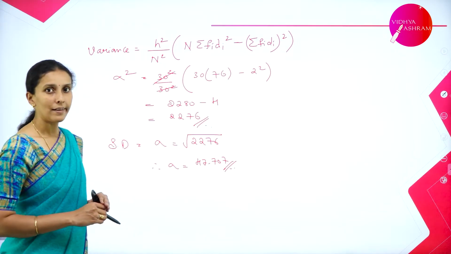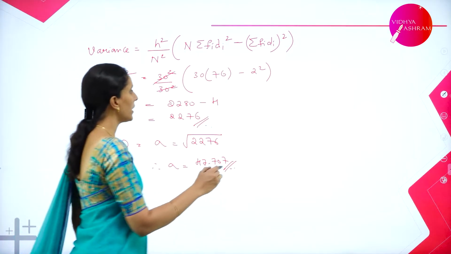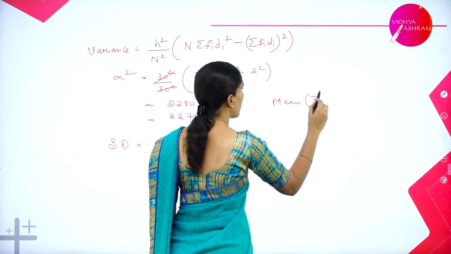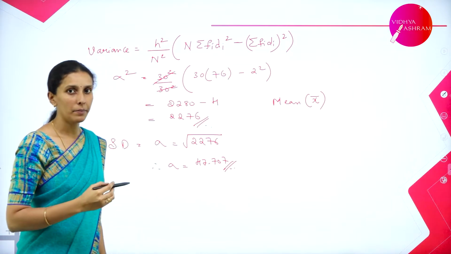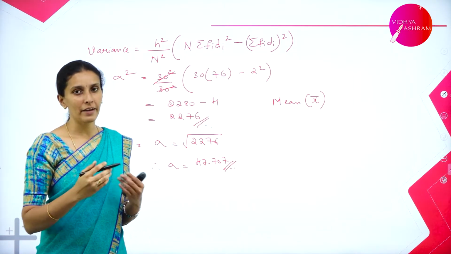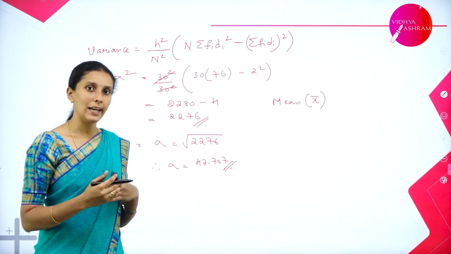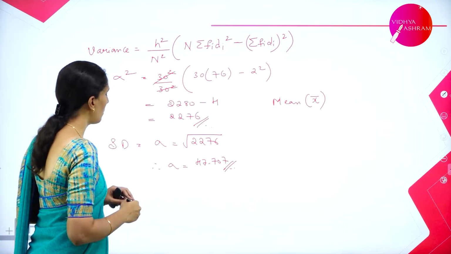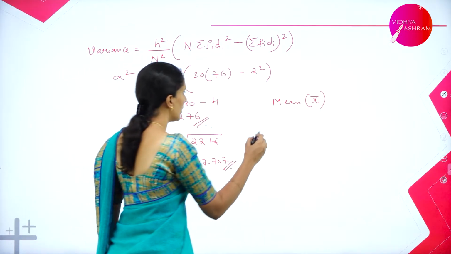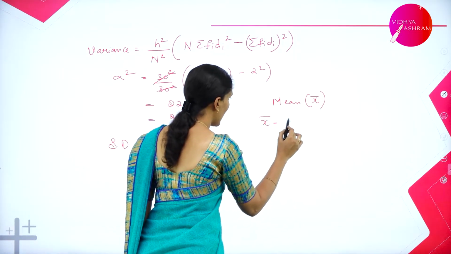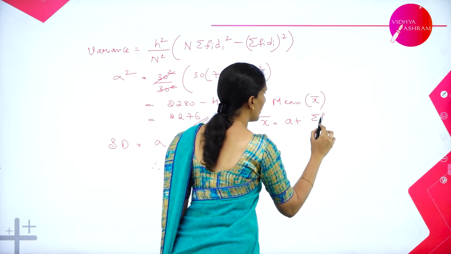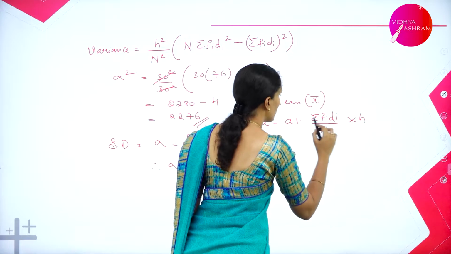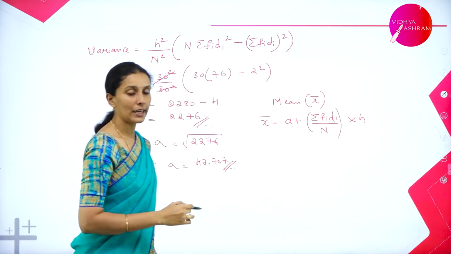We can also calculate the mean, because mean is nothing but x bar. Usually to calculate the mean, we calculate summation FiXi divided by n, or we add all the observations divided by n. So here we will use the formula for mean, that is x bar is equal to a plus summation FiDi divided by n into h. So this is the formula used to calculate the mean.